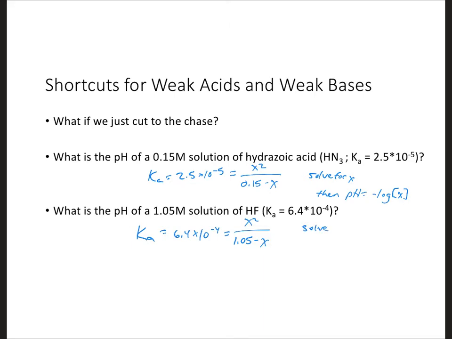You're going to solve for x with a quadratic equation solver, and then you're going to get the pH by taking the negative log of whatever that answer was. Okay, so this is a shortcut to bypass the ICE table for these specific types of problems.